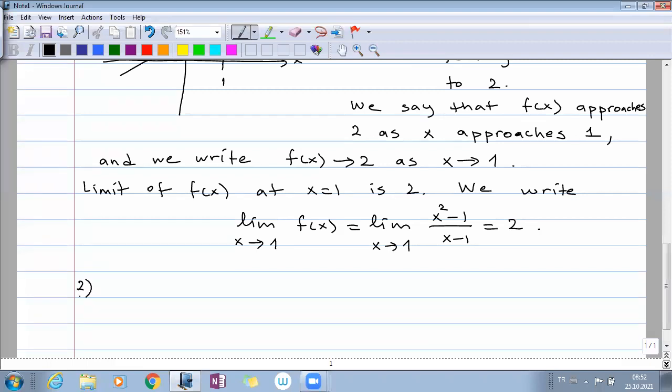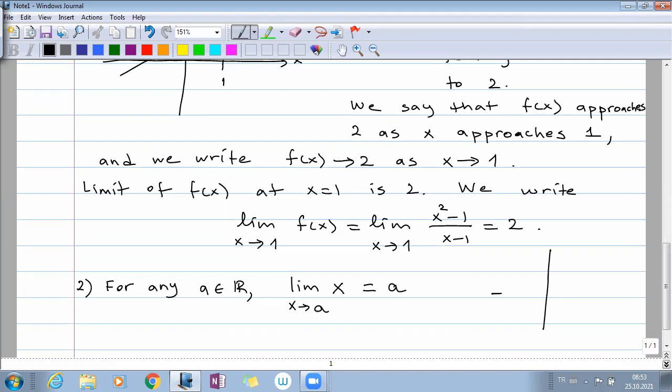Example 2, we can see that for any real number a, if you take the limit as x approaches a of the function f of x equal to x, sometimes I write this curly L, sometimes the straight L. I hope it doesn't confuse you. Of course, this limit is a.